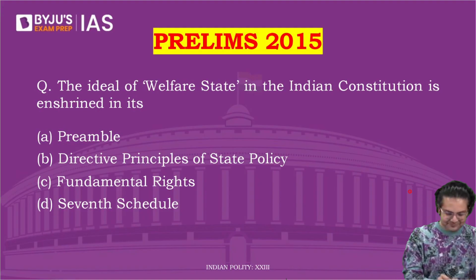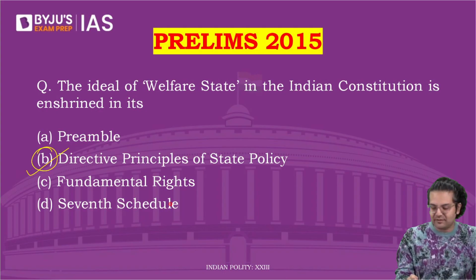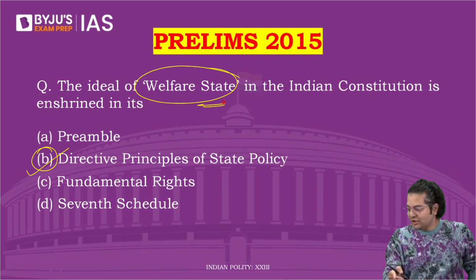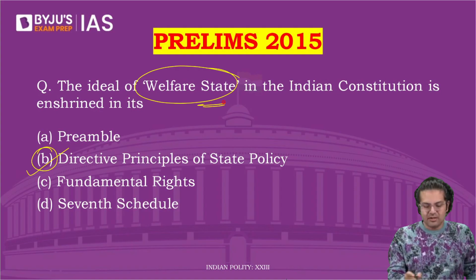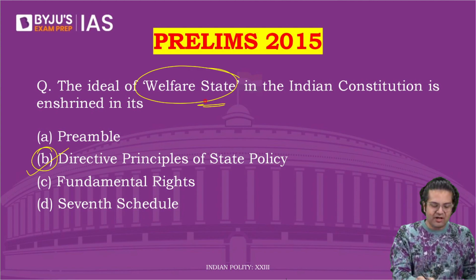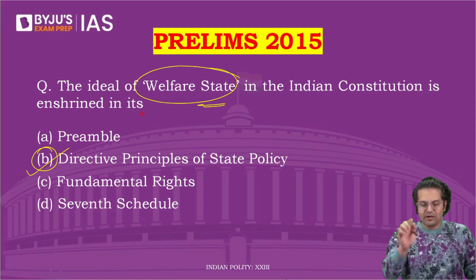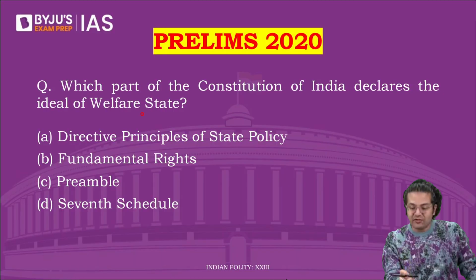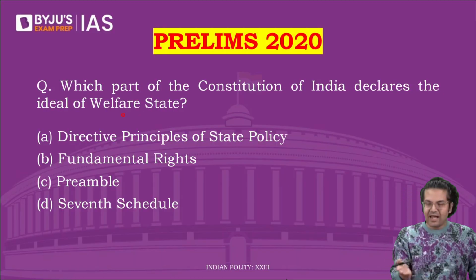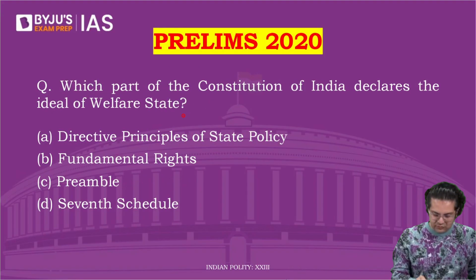Reached the milestone of 95%. Welfare state. Look at this. In 2015, they asked this question: the ideal of welfare state in the Indian constitution is enshrined where? DPSP. After 5 years, look at this: which part of the Constitution of India declares the ideal of welfare state? What nonsense is this? Active, passive they are doing. Anyway, mark the answer for this question also.